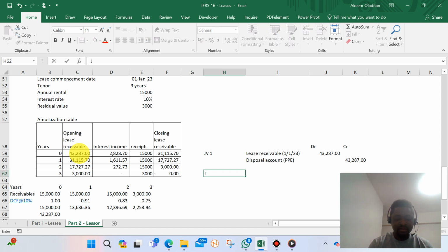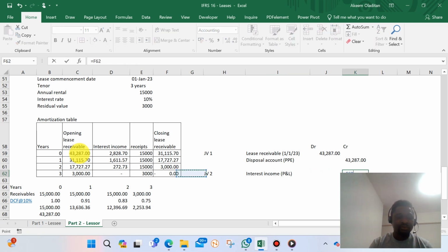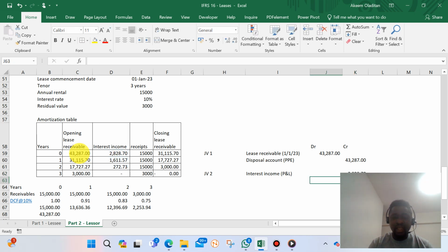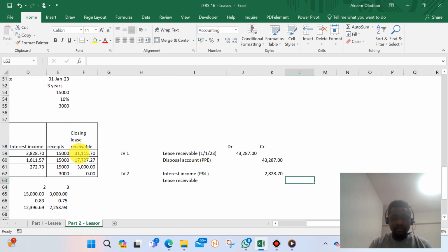Then JV2, we have the interest income that we charge. I mean that we charge the lessee that has come to the lessor. So that interest income will go to the P and L account. So that interest income will be credited with that value and will be debited to lease receivable.